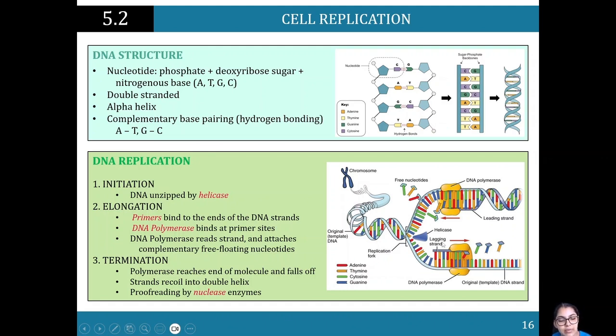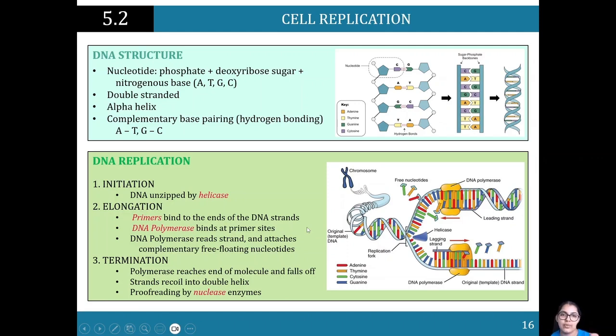So there's DNA polymerase. Here are the free nucleotides that are just floating around, and DNA polymerase is gonna read the strands. It's gonna go, okay, that's a G, so it can only pair with a C. That's a C, that can only pair with a G. That's a T, that can only pair with an A, and so on. And so that is happening.